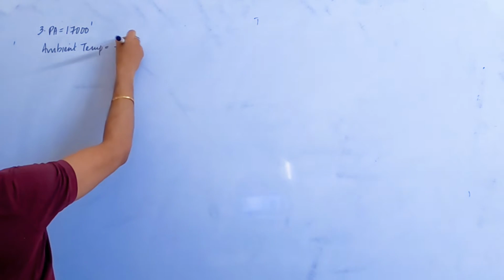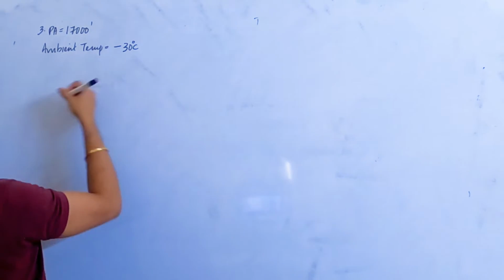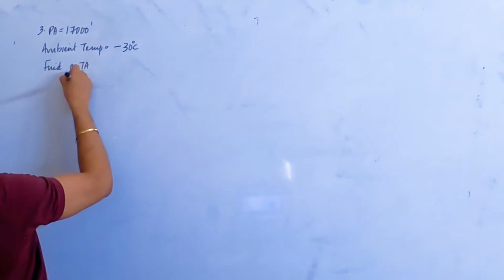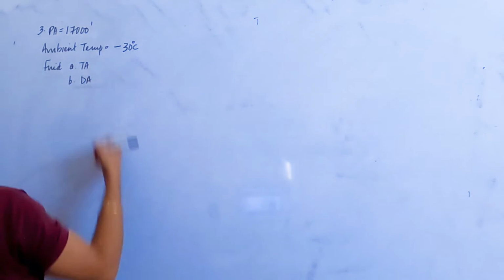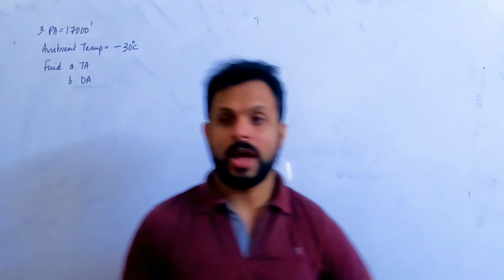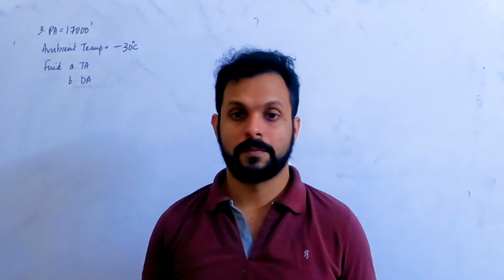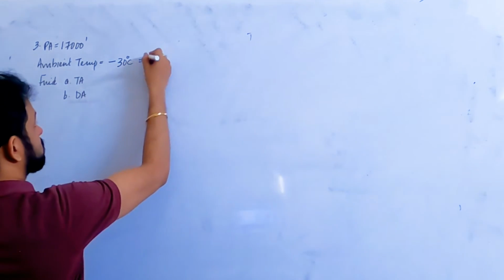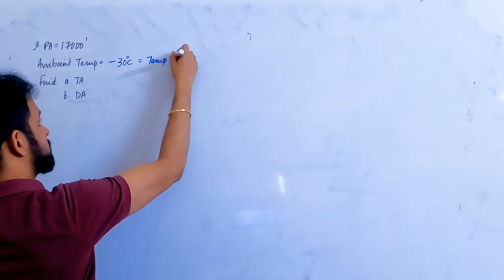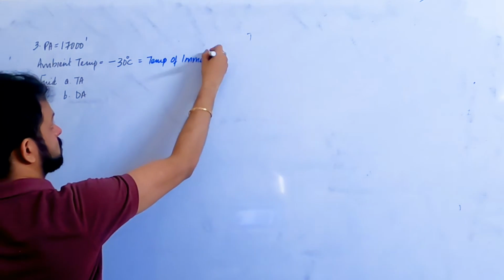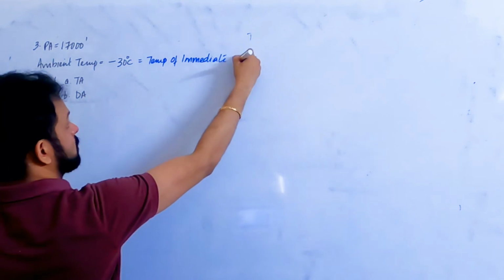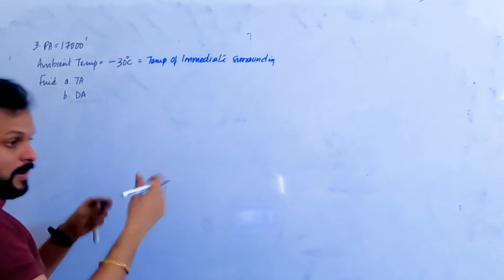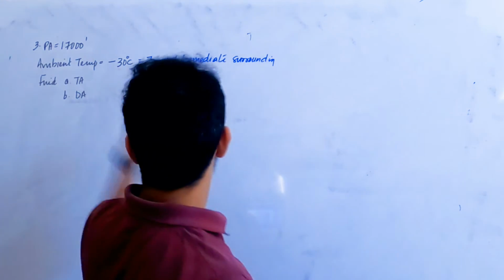Ambient temperature is minus 30 degrees Celsius. Find true altitude and density altitude. So ambient temperature is nothing but the temperature of the immediate surrounding. Is the outside air temperature and static air temperature the same? That's right. Immediate surrounding. So basically, it's the outside temperature immediately surrounding this particular pressure altitude, 70,000 feet.